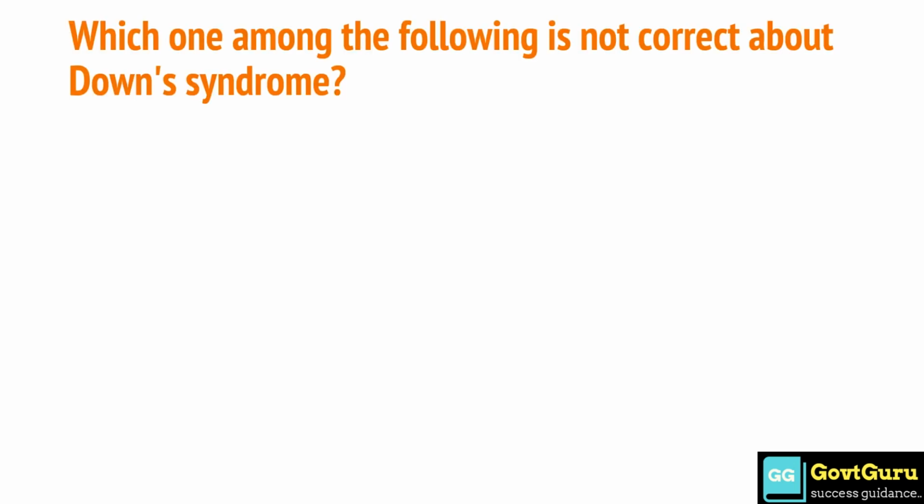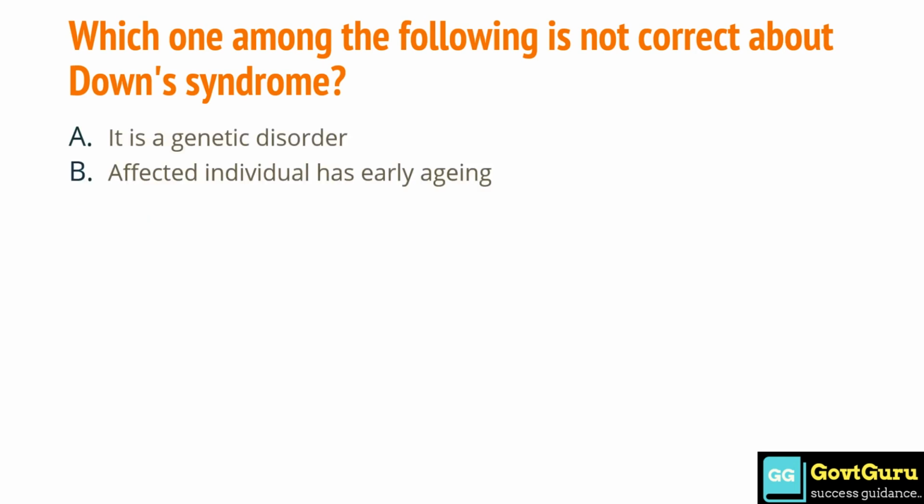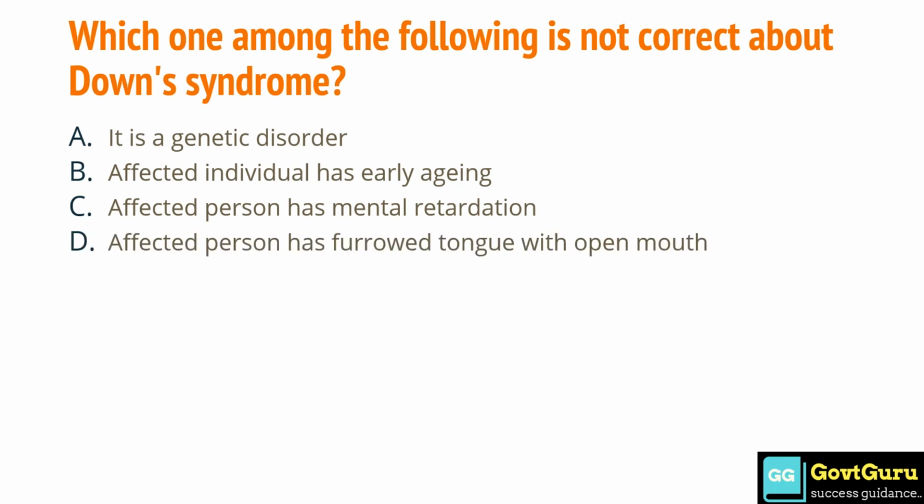Which one among the following is not correct about Down's syndrome? Option A, it is a genetic disorder. Option B, affected individual has early aging. Option C, affected person has mental retardation. Option D, affected person has furrowed tongue with open mouth. So the correct answer is option D, affected person has furrowed tongue with open mouth.